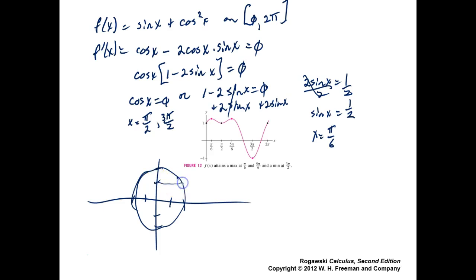It's here. I was doing the wrong one. I was doing the x. Okay. That's it. And that's your pi 6. So that's one place where the sine of x is equal to 1/2.